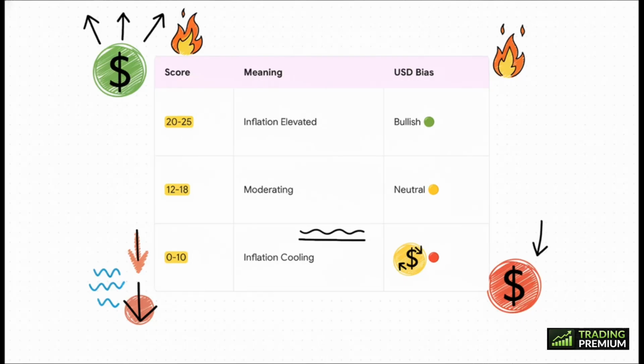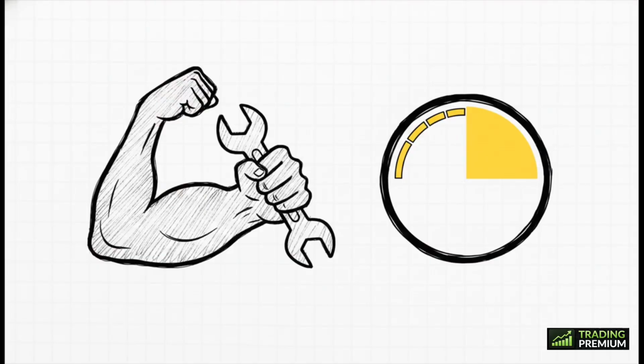And here's the key takeaway. A high score means inflation is running hot. That pushes the Fed to be more hawkish, which is almost always bullish for the US dollar. A low score means inflation is cooling off, giving the Fed room to ease up, and that's bearish for the dollar. Simple, direct logic. Next up, we've got the second key component, the labor score, also worth 25 points.